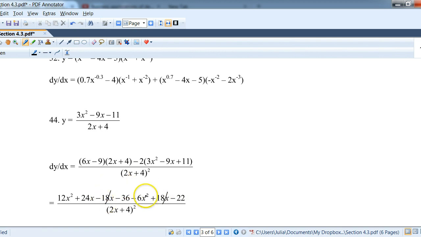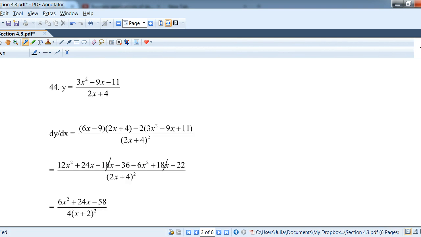Notice how negative 18x and 18x cancel, which is why it's nice not to combine right away. Maybe something will cancel. So we get 12x squared minus 6x squared is 6x squared. Then a single 24x plus 24x, and then negative 36 minus 22 combined to negative 58.